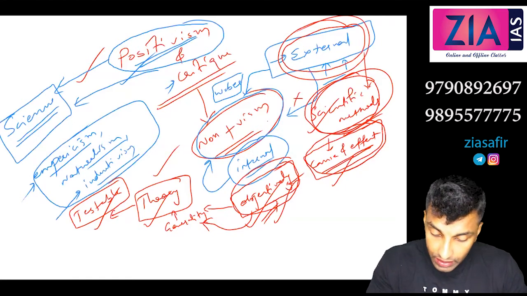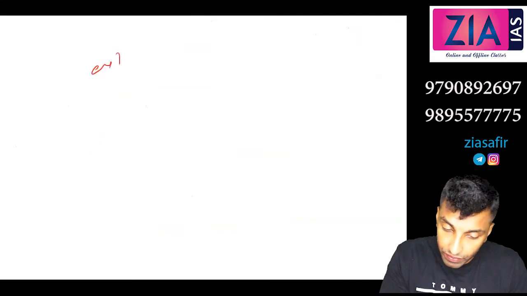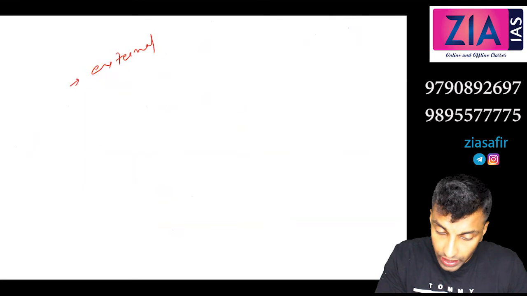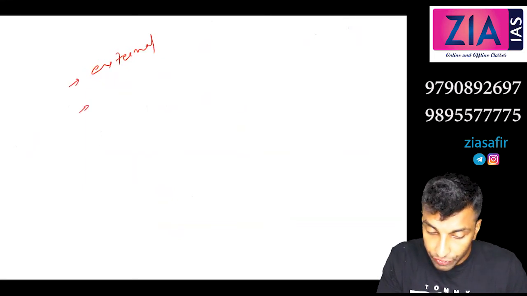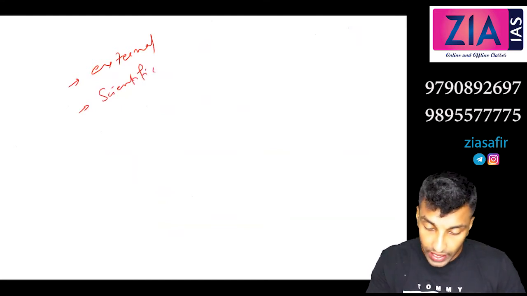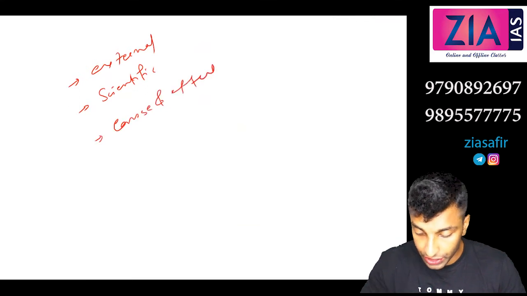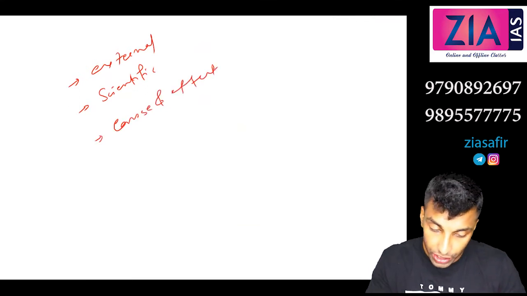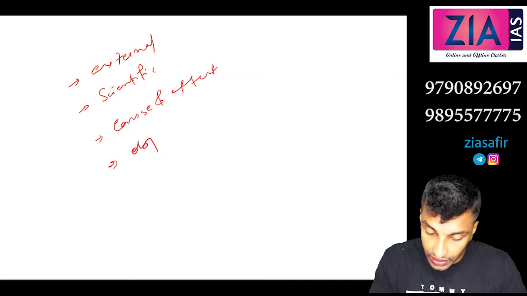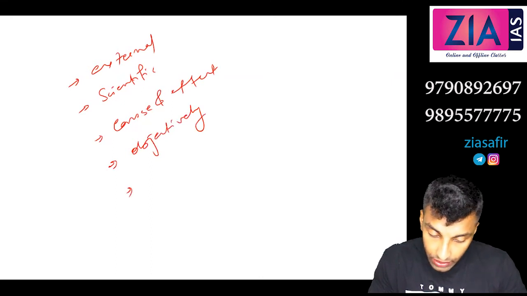So the main elements that we need to discuss here, what are they? You study the external reality. Now how do you study? You study by using scientific methods, and you study the external reality. By using scientific methods you establish a cause and effect relationship, and when you do it, you have to do it objectively, and then you generalize it in terms of theory.